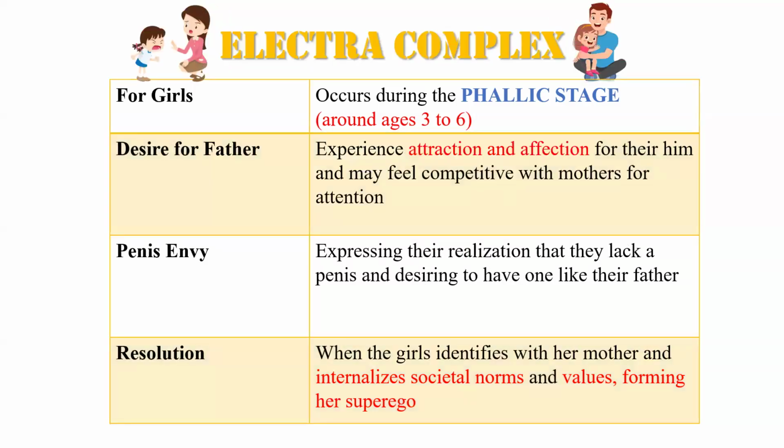Again, in the case of girls, they experience the Electra complex, the vice versa of the Oedipus complex. Girls will feel attached and affectionate towards the father and feel competitive towards the mother. You must have seen little girls who like to dress up like mama, wearing all the makeup like her mother.